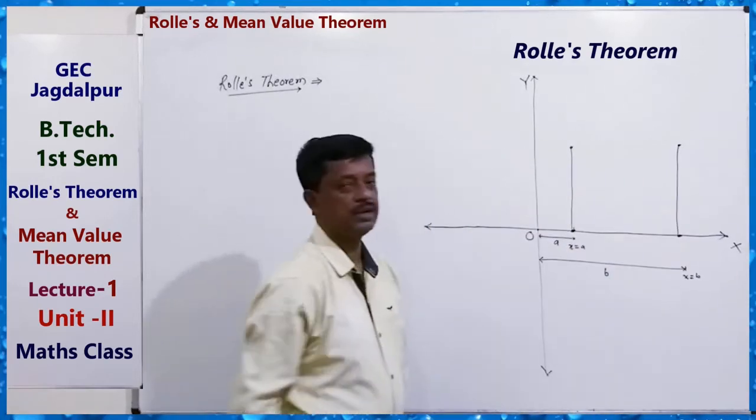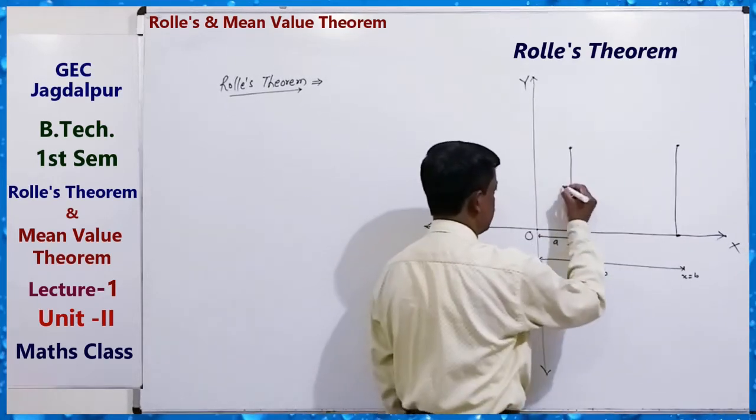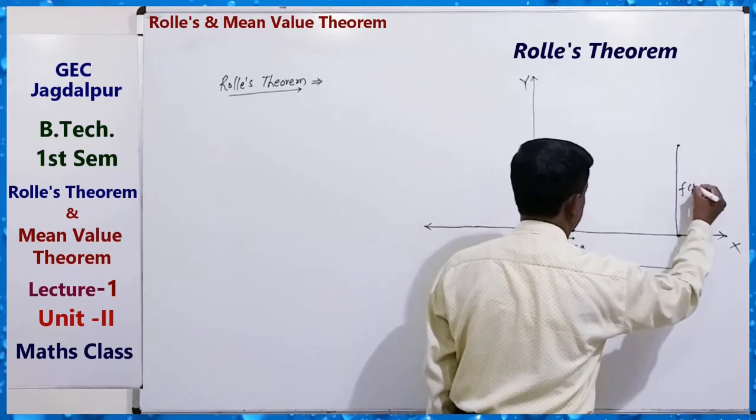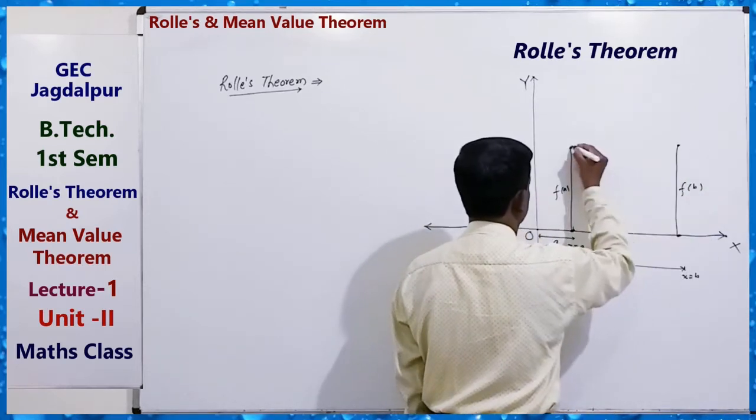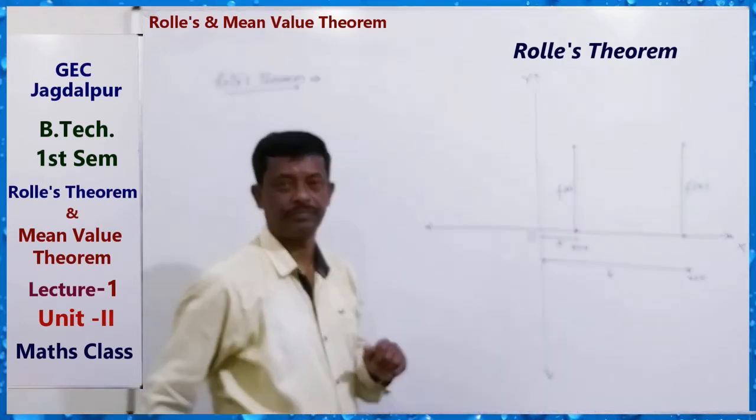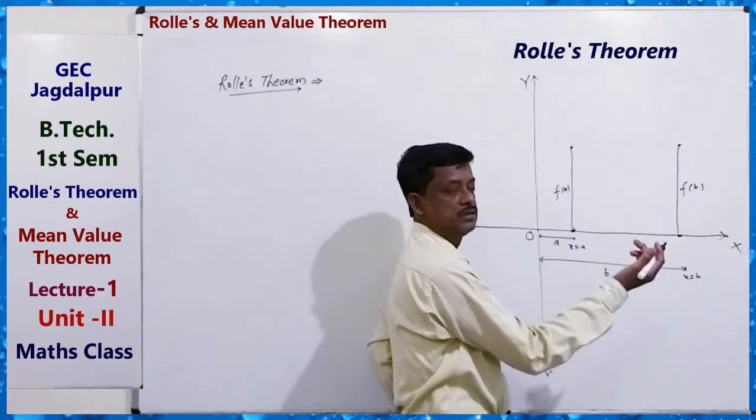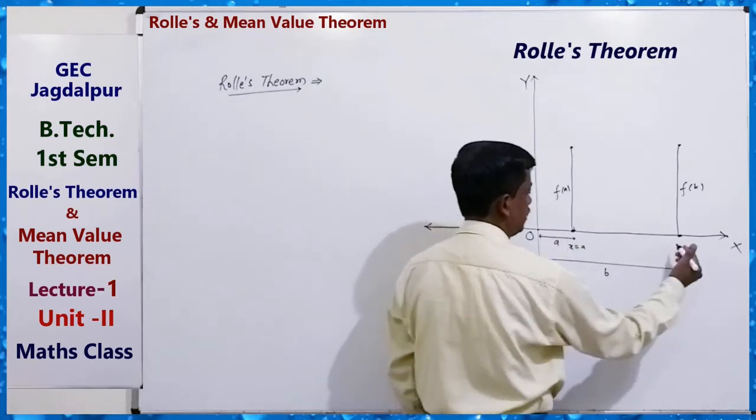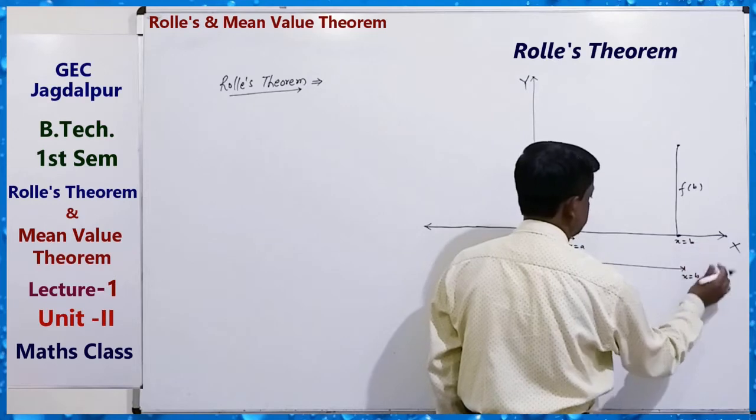This is x equal to A and x equal to B. So this is f(a). This is f(b). Both values are same. Third condition: the curve is continuous. The function is continuous between A and B. Here x equals B.